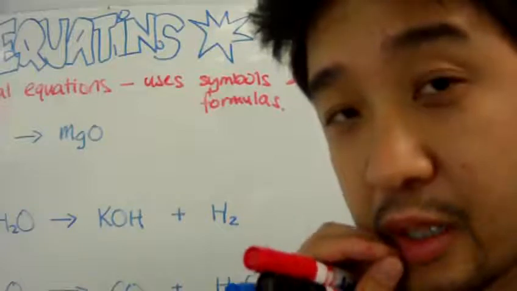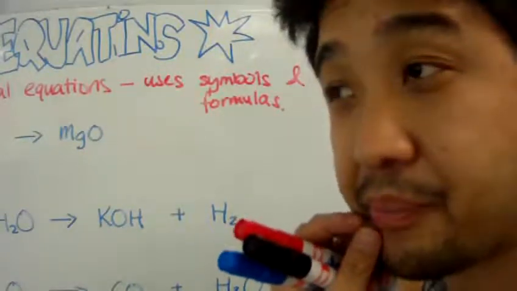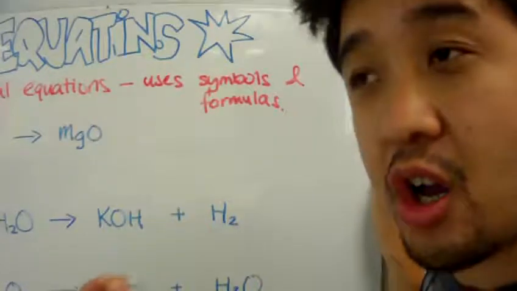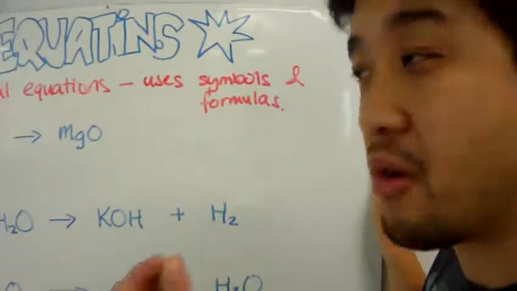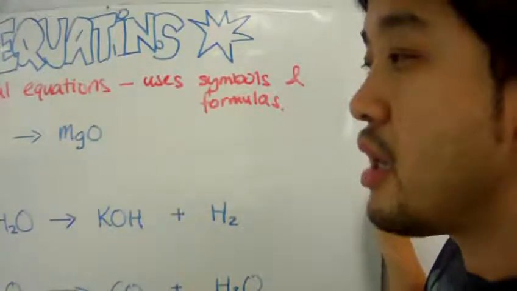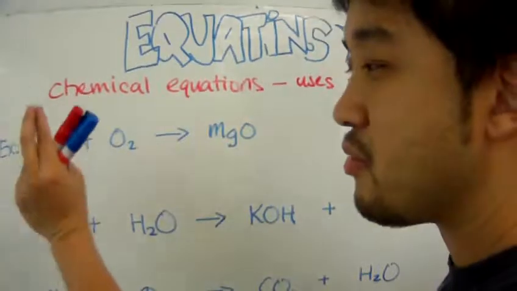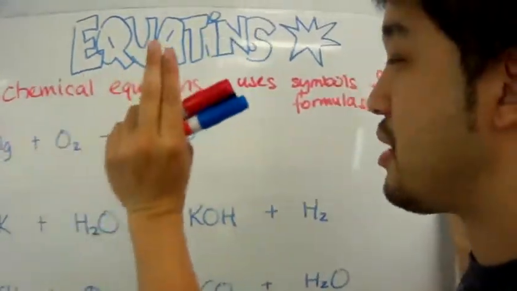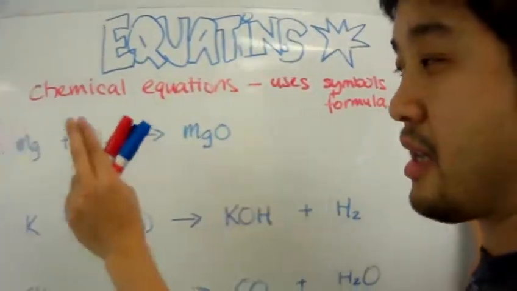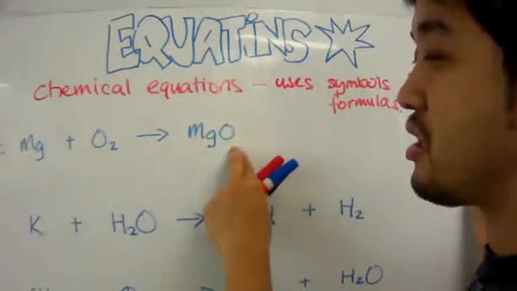But a chemical equation needs to be balanced. And why is that? According to the law of conservation of mass or matter, nothing is created nor destroyed. So when you look at a chemical equation, the amount of magnesium you put into the reaction has to be the same amount that comes out. And so is the oxygen that goes in and the oxygen that goes out.